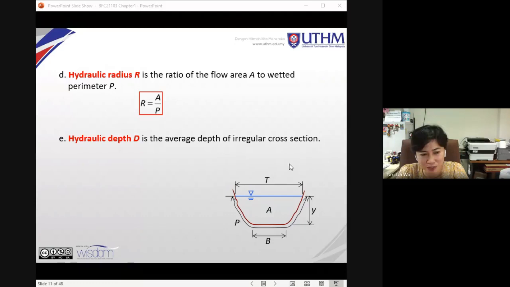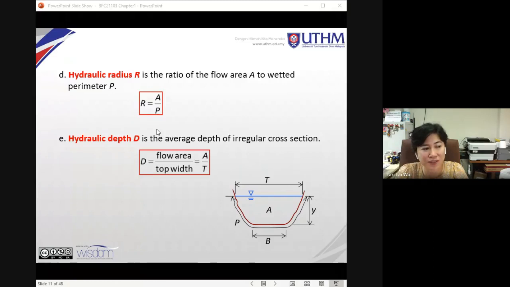If you look at this A over T, for a rectangular channel, A is actually B times Y. So if you divide it by the width, you'll get your Y back. So hydraulic depth is kind of representative of some sort of depth. So you have that, D is equal to A over T.